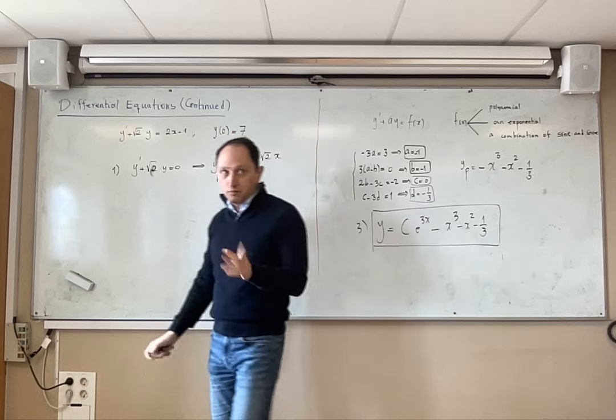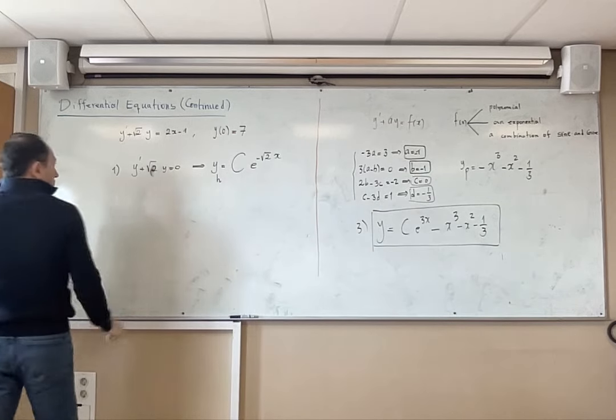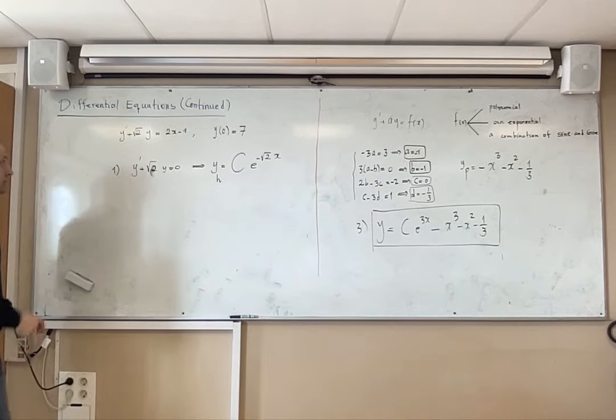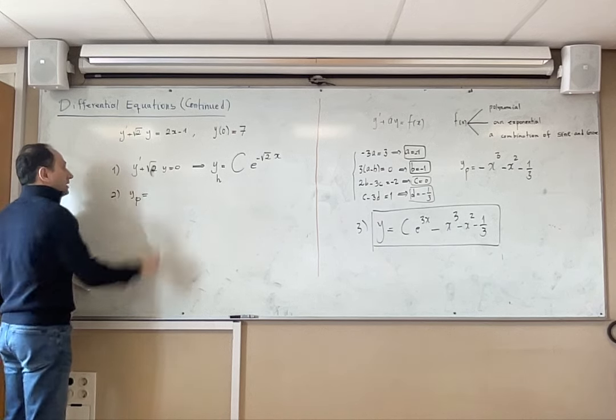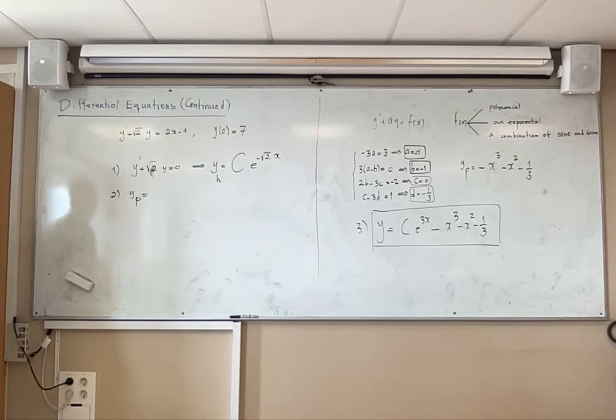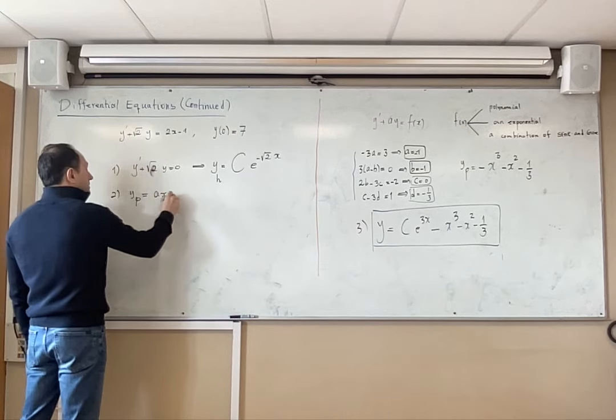They are not the same. So that is, I want to make sure. That's it. The rest of the story is the same. So what do you guess for yp here? What is your educated guess? A polynomial of degree 1. Yes? So I would write it as ax plus b.